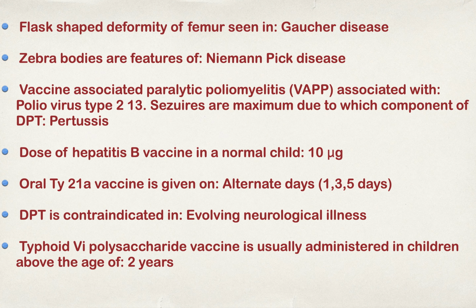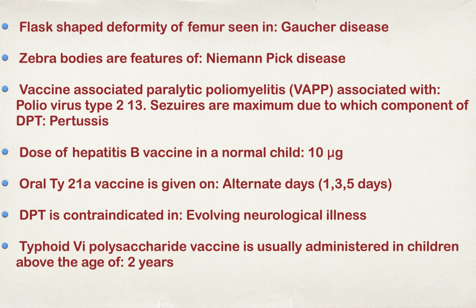Now, seizures are maximum due to which component of DPT? So, the answer is pertussis. Now, dose of hepatitis B vaccine in a normal child is 10 mcg. So very important. And oral Ty21a vaccine is given on alternate days. Remember this, on alternate days, 1, 3, and 5 days. Now, DPT is contraindicated in evolving neurological illness. If the child is suffering from neurological illness, DPT is contraindicated.